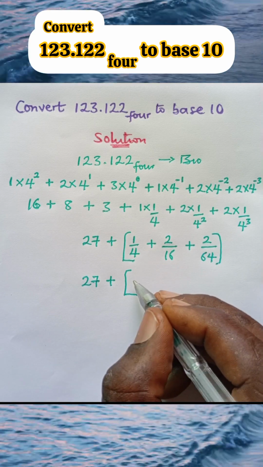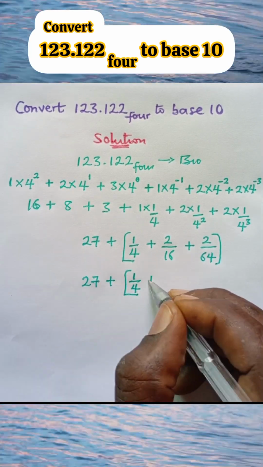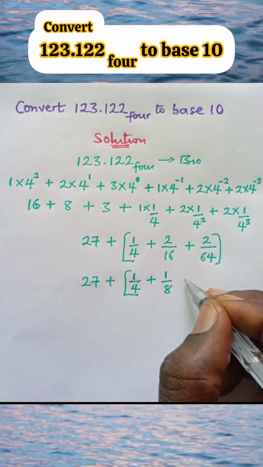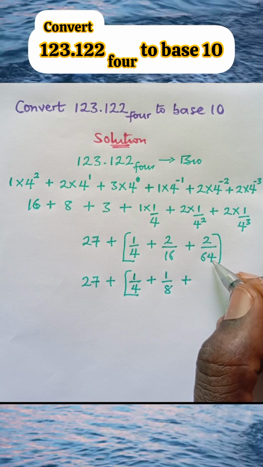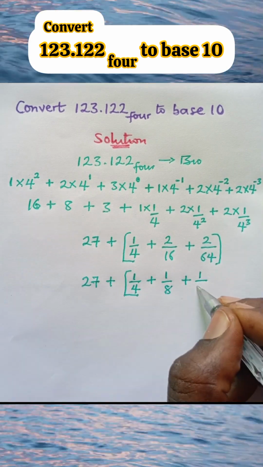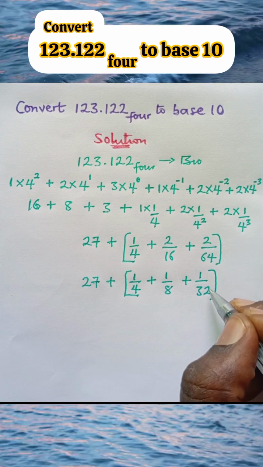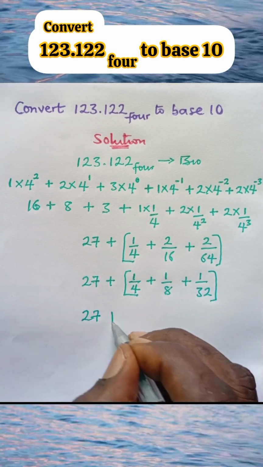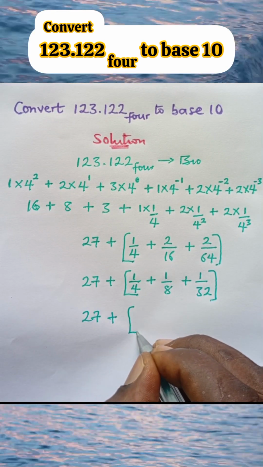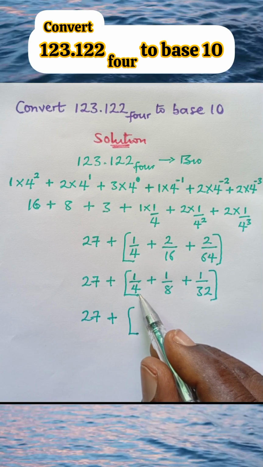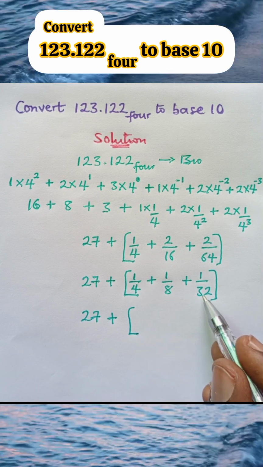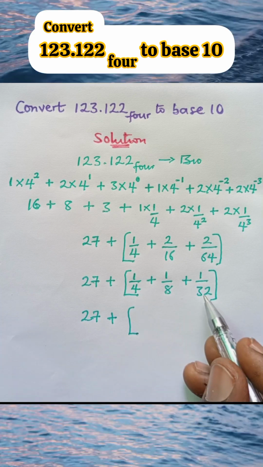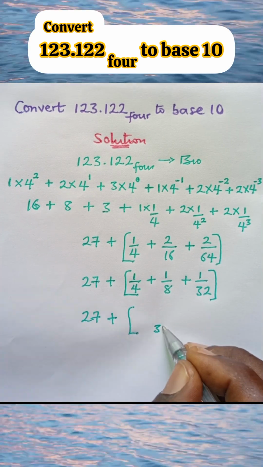We come to the first one. 1 over 4 is the simplest form here, so we write 1 over 4 plus here 2 here 1, 2 here is 8, so we write 1 over 8 plus 2 here 1, 2 here is 32, so we write 1 over what? 32. We close our bracket. Now each of the fractions are in their simplest form. Here we have 27 plus, let us look for the LCM here because we need to simplify what is inside the bracket. The LCM here is 32 because 32 can divide 32, 8 can also divide 32, and 4 can divide 32. So the LCM is 32.